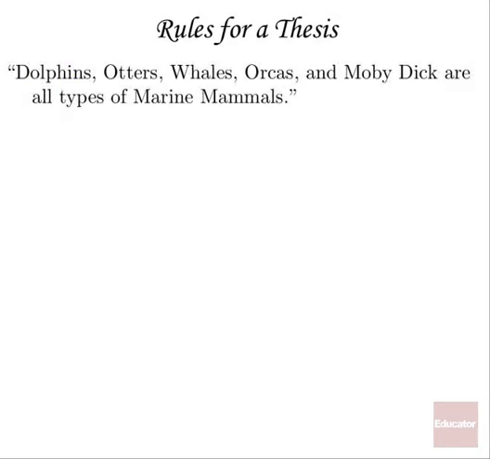So, let's go ahead and go over this for those requirements. Short, prediction, and topic. Dolphins, whales, otters, orcas, and Moby Dick are all types of marine mammals. Well, what's a marine mammal? That was my topic, right? Good. So it does state the topic. Is this going to help you predict what kinds of things I am going to be talking about for the rest of the essay? Dolphins, otters, whales, orcas, and Moby Dick.